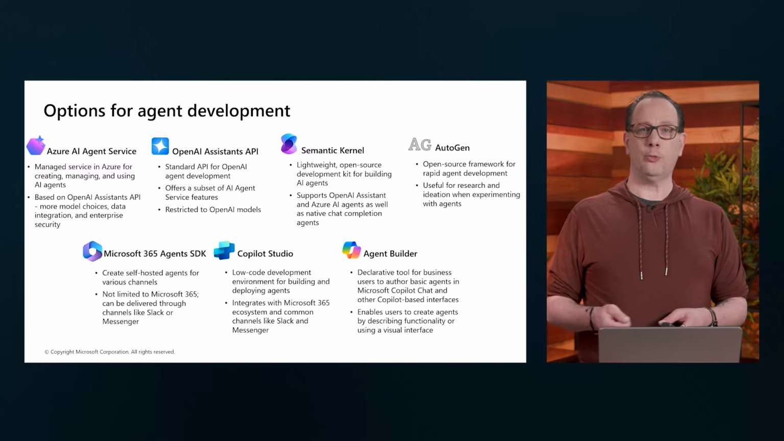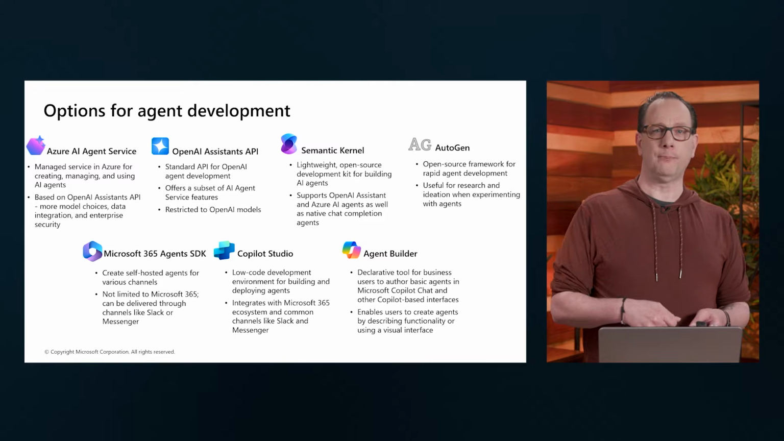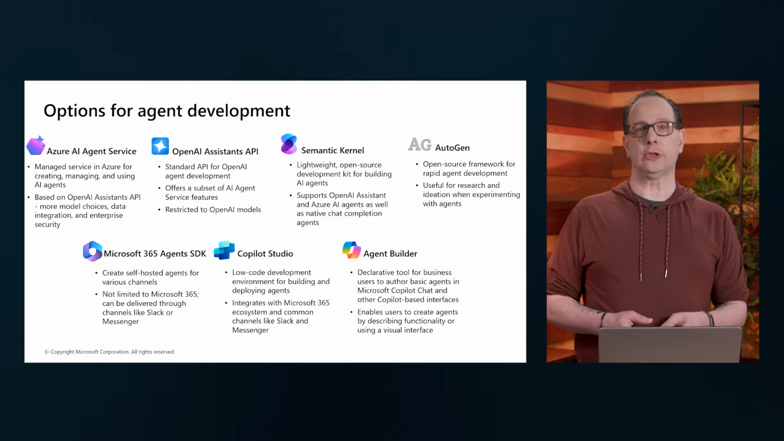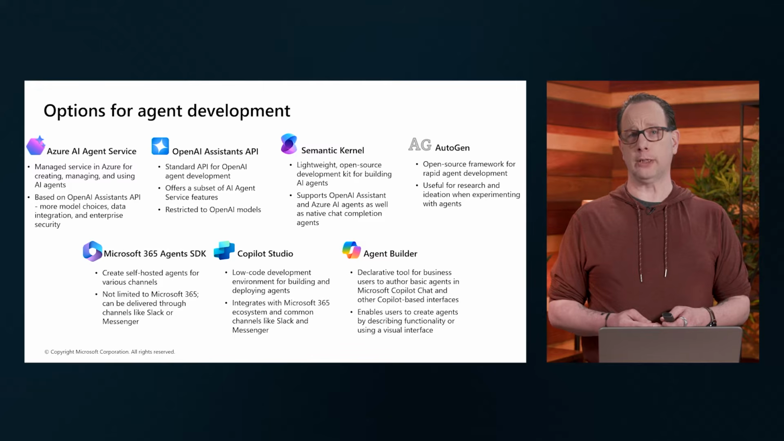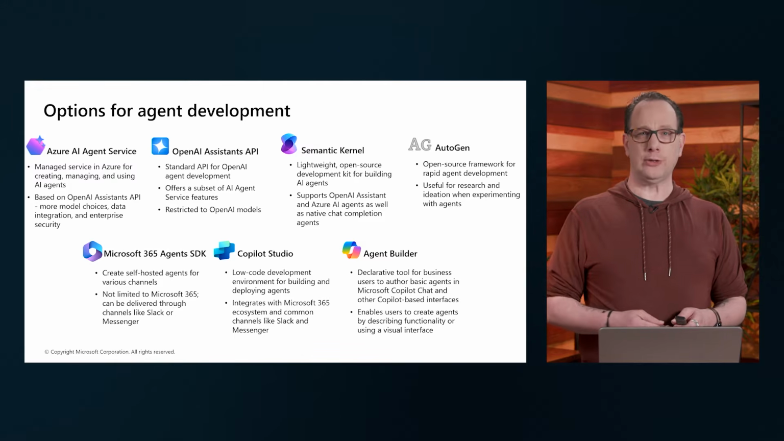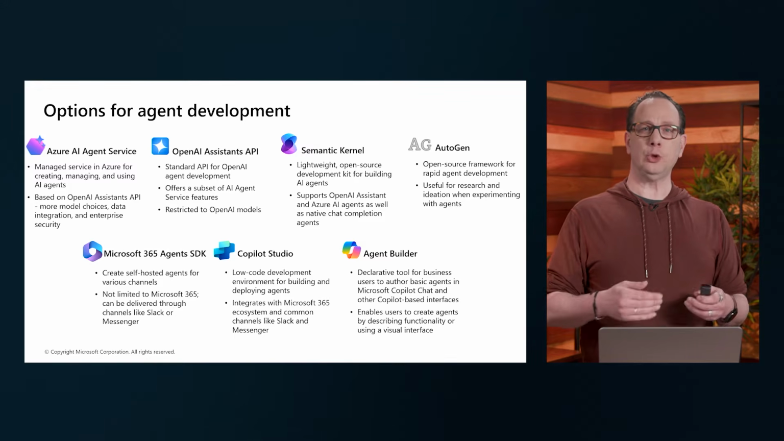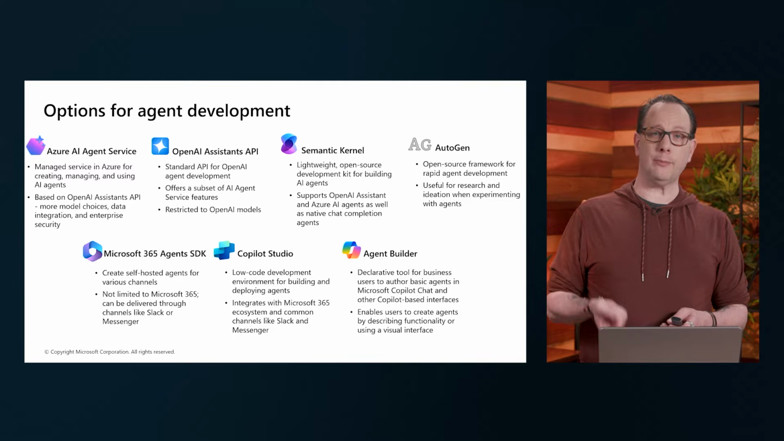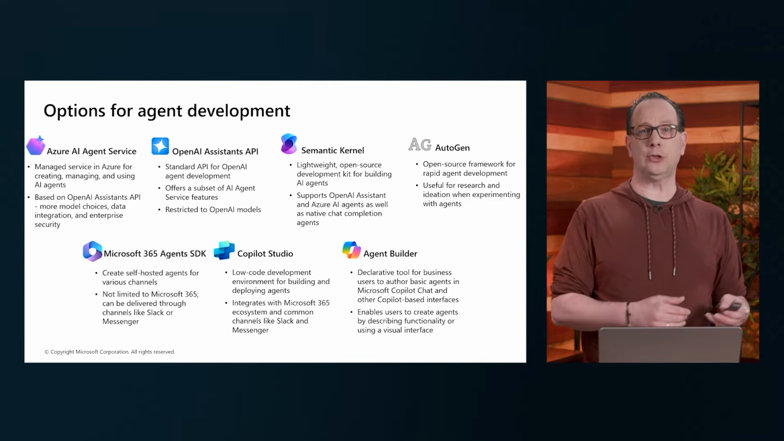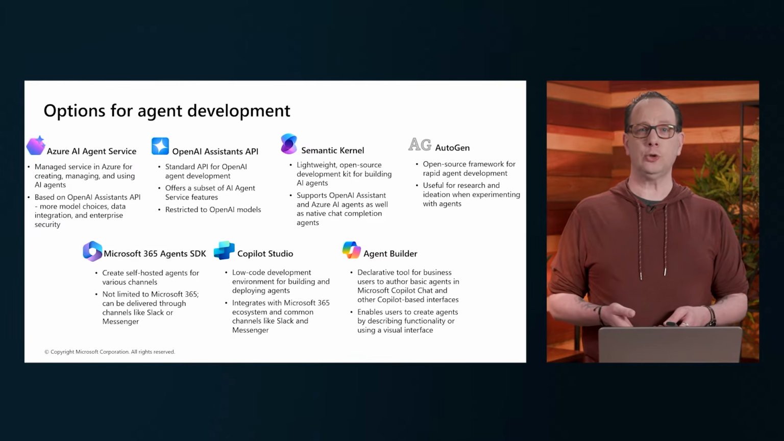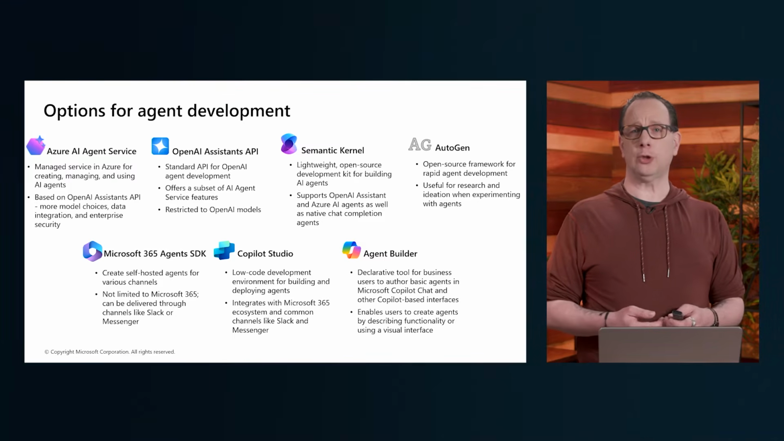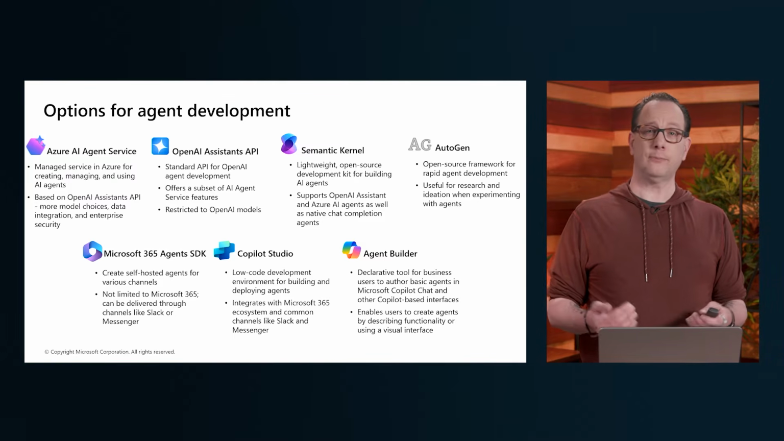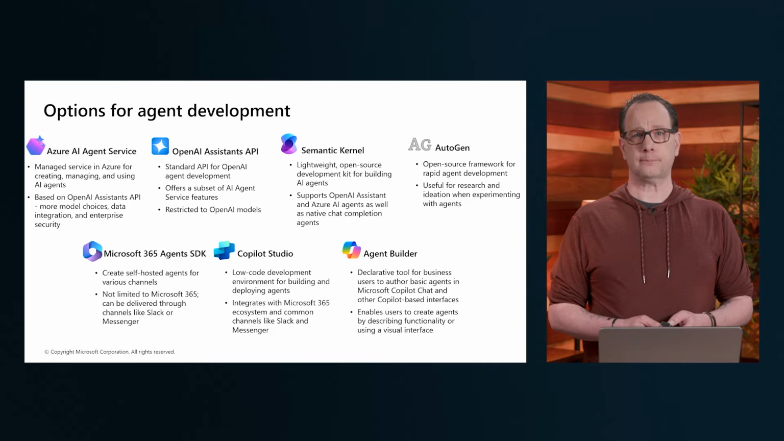And then last, Copilot Studio Agent Builder, which allows business users to author basic agents for most common tasks they have in mind. The cool thing about this tool is that you use prompts to actually describe the functionality you want your agent to have. Or you can use a visual interface to specify options, pretty similar to Copilot Studio itself, but less advanced.